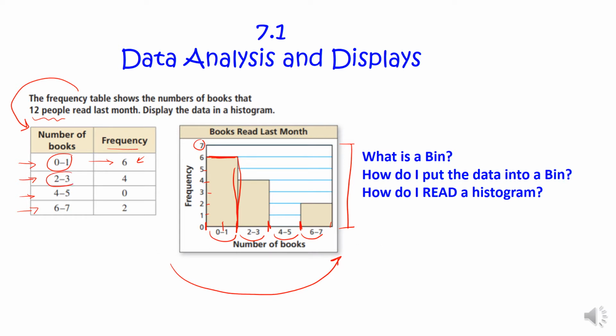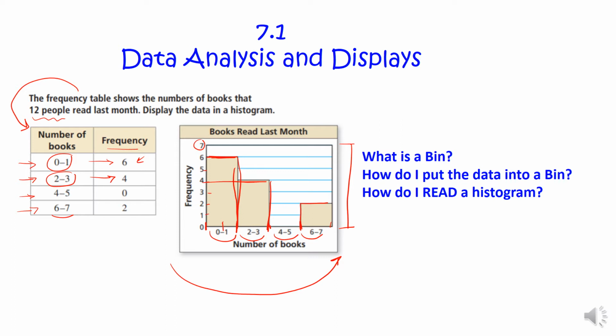Then we look at 2, 3. The maximum is 4. So we go up to 4 and we make our bar. For 4 and 5 books, nobody read 4 to 5 books. So we don't put anything there. The bar is empty. Okay, and having 0 data is significant. That's important. We might want to ask, why didn't anybody read 4 to 5 books? So you do a study and figure that out. Then the last bin that has numbers in it is 6 to 7, and there were 2 people that read 6 to 7. And so we'd put our bar in there.